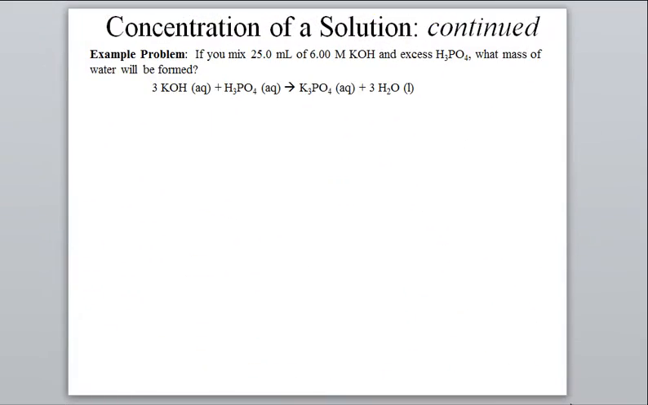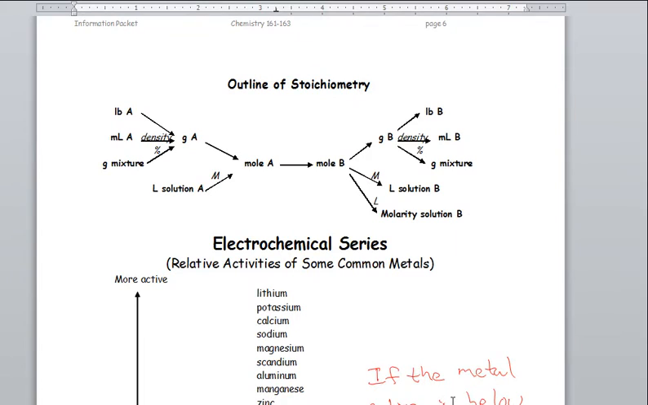On this page is an example problem of stoichiometry using concentration. Go ahead and pause the video and figure out what's your A, what's your B, what unit you are starting with, and what unit you are going to. Again, you can use this stoichiometry outline in your information packet as a guide. So go ahead and pause the video, unpause when you've figured out your A and your B, and your outline for your conversion factors.